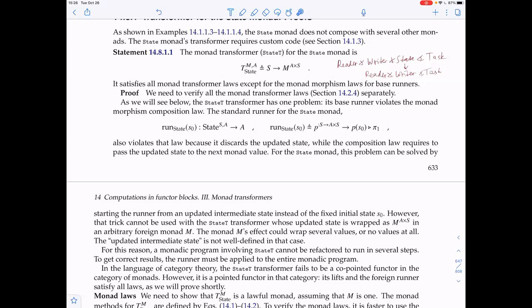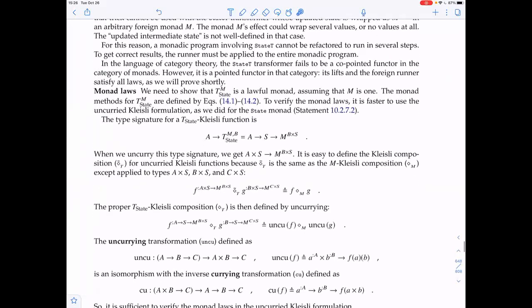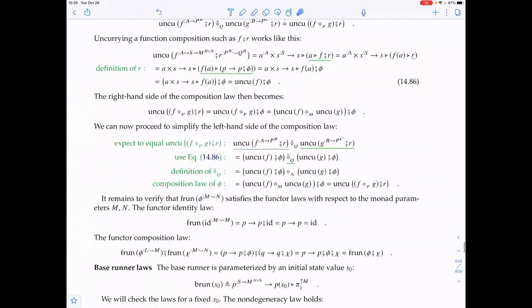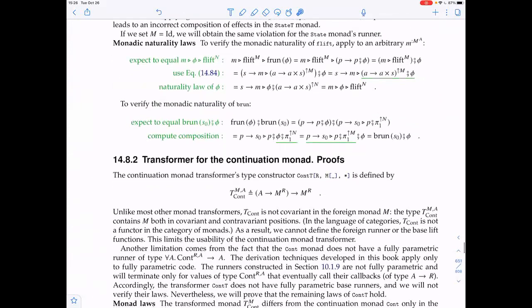Then you can use the state monad transformer. It's fine in all other respects. It's a perfectly well-defined and well-behaved transformer. So here are the proofs that all its laws are satisfied.